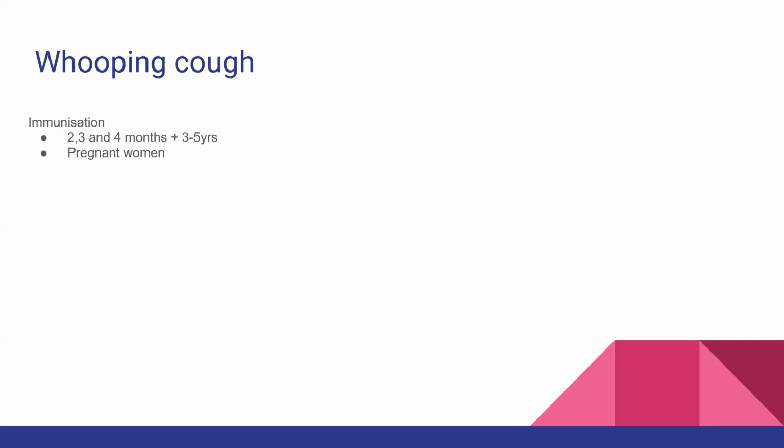Like I said, children normally get immunized at 2, 3, and 4 months, and then when they start school. And because neonates are really vulnerable to whooping cough, pregnant women are offered the vaccine. I think it's from around 20 weeks.